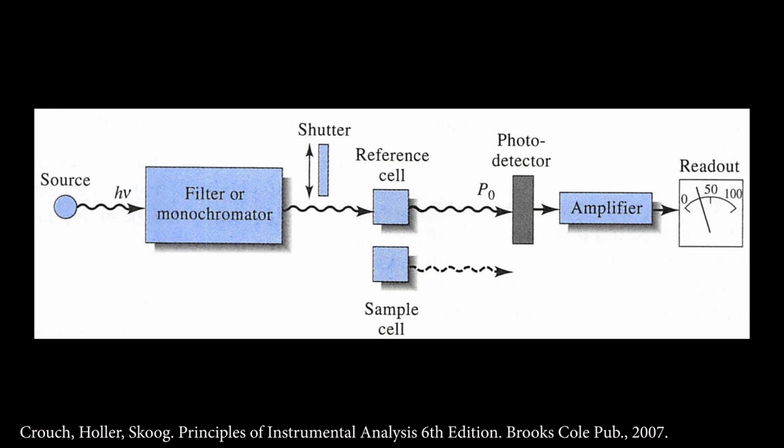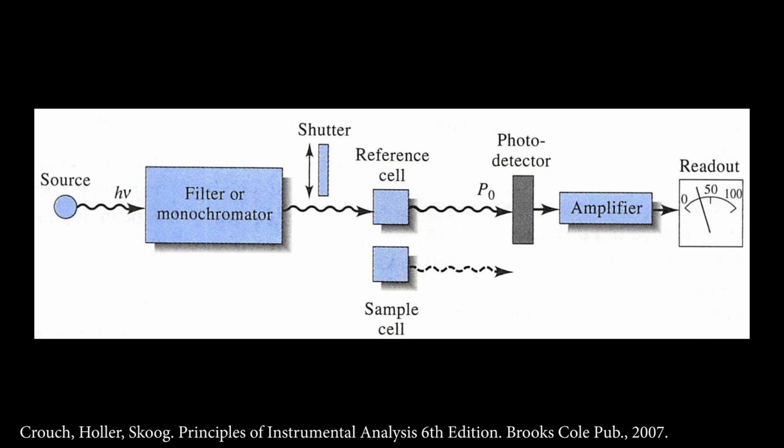So it has to go into, it says a filter, but for us, an instrument is typically going to be a monochromator. I'll show that a little bit later, but monochromator meaning one light. So this thing sorts the light into one specific energy of light, okay?